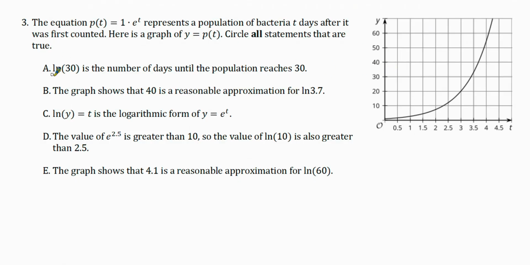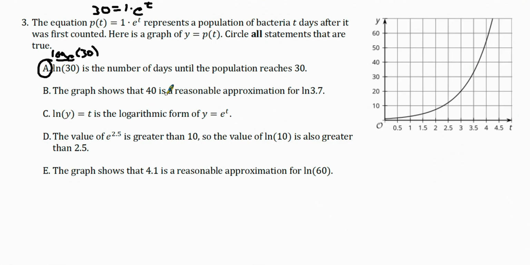Well, remember, ln, this notation, means natural log, or another way of saying that is log base e, right? So log base e of 30. So if I think about taking this equation and setting it equal to 30 and solving for t, well, I would divide by 1, and then I would have to take the log base e, or the natural log, of both sides, right? Or rewrite it using a log. So log base e of 30 equals t. So that is true, right?